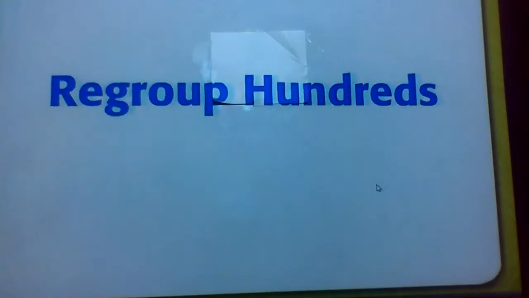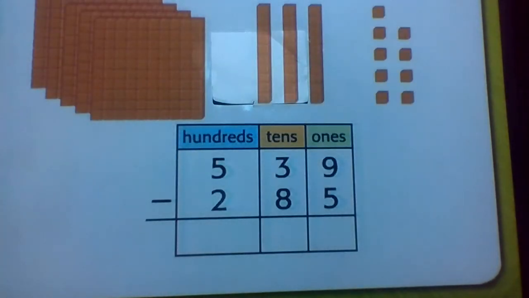All right, and then the next video I want to show you is another way to regroup. Regroup hundreds. Let's use models to find 539 minus 285. First, we subtract the ones. There are 9 ones in 539. We need to subtract 5 ones. 1, 2, 3, 4, 5. That leaves 4 ones. Write 4 in the ones column on the place value chart.